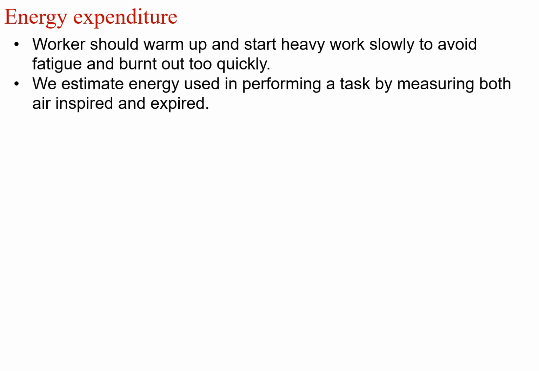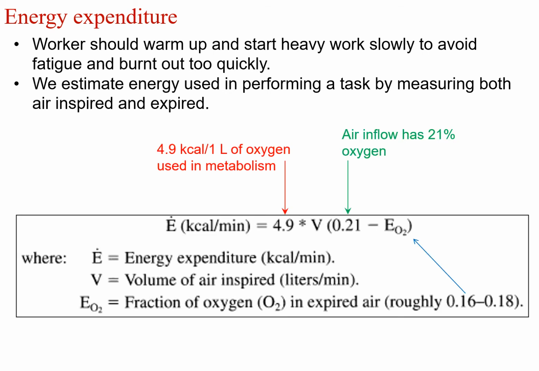The second tool is energy expenditure. Workers should warm up and start heavy work slowly to avoid fatigue and burnout too quickly. We can estimate energy used in performing a task by measuring air volume inhaled and exhaled. This equation calculates power or energy expenditure in kilocalorie per minute. It is based on an estimate that for every 1 liter of oxygen inhaled, our metabolism will generate 4.9 kilocalorie.